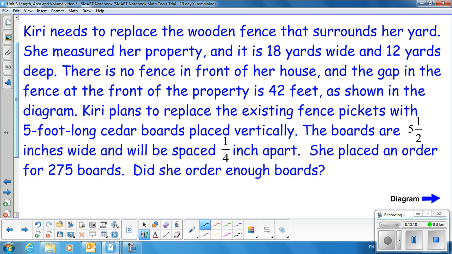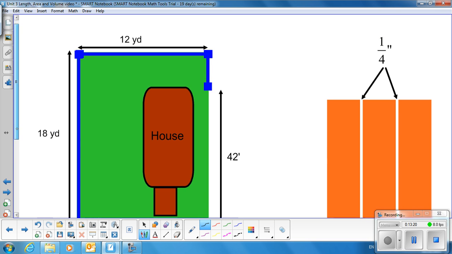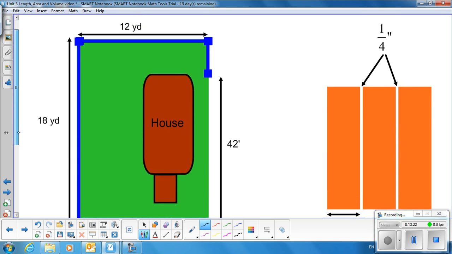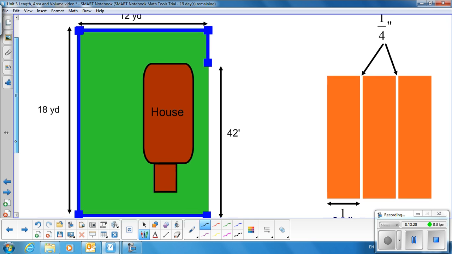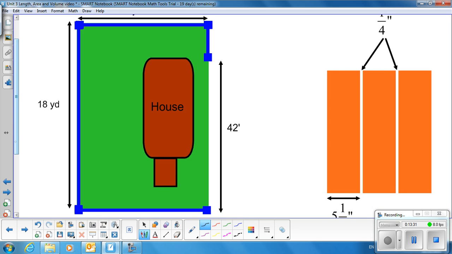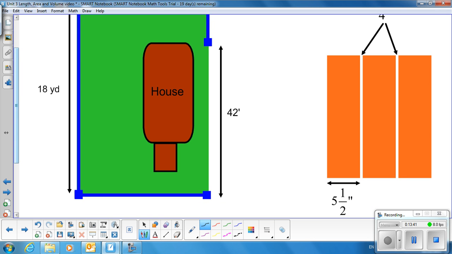So let's have a look at our diagram. At 12 yards by 18, her house is there, and so the gap is the fence. So that blue line all the way around is where her fence needs to go. This picture on the right is of what the fence would look like. Those boards are 5.5 inches wide, and then they have this little gap in here that is 1/4 inch.